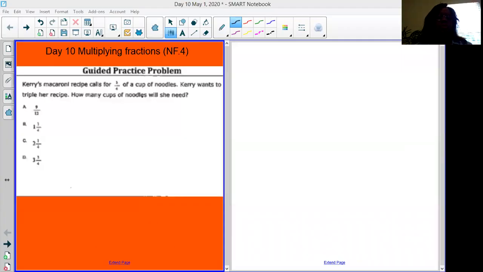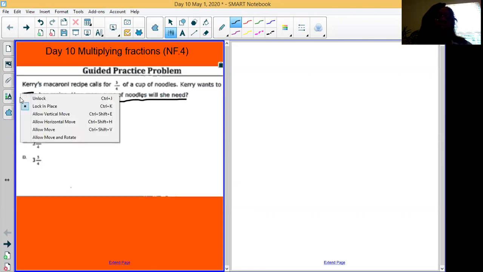As usual, the first problem is an I do, and it reads, Carrie's macaroni recipe calls for 3/4 cups of noodles. Carrie wants to triple her recipe. How many cups of noodles will she need? First thing I'm going to do is underline my big question. So I'm trying to figure out how many cups of noodles will she need for this recipe.